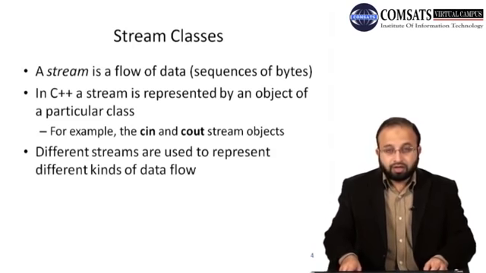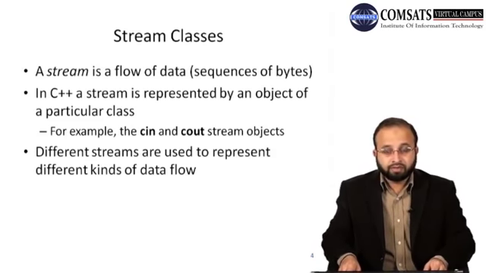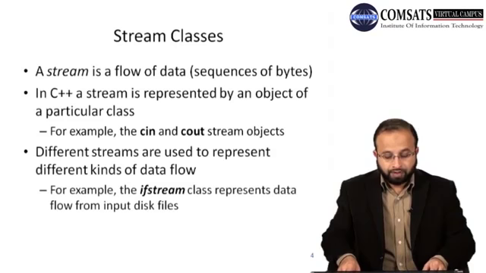So cin and cout are for the basic I/O operations, and we have fstream that is used for file operations. For example, the ifstream class represents the data flow from an input disk file.